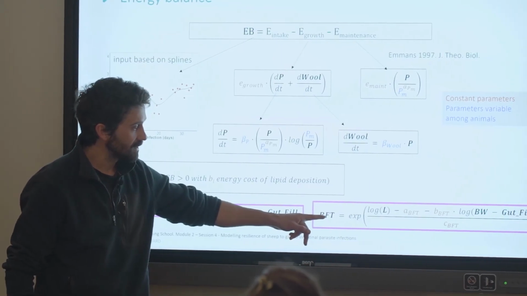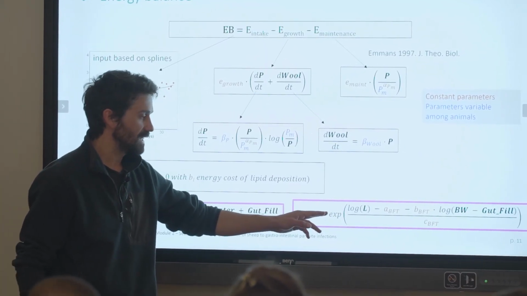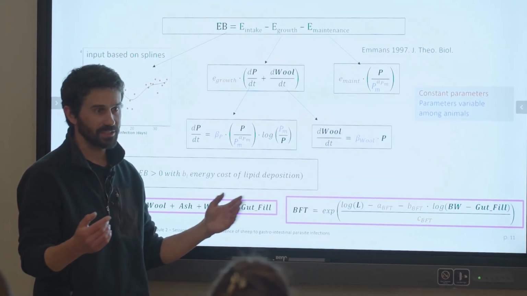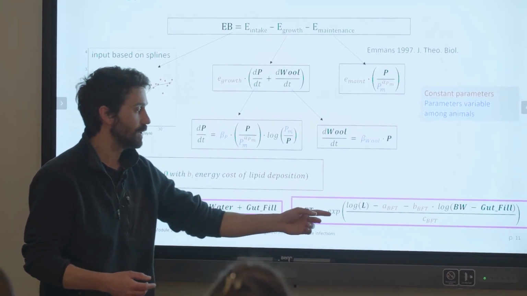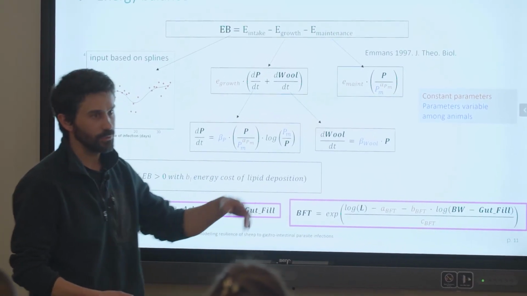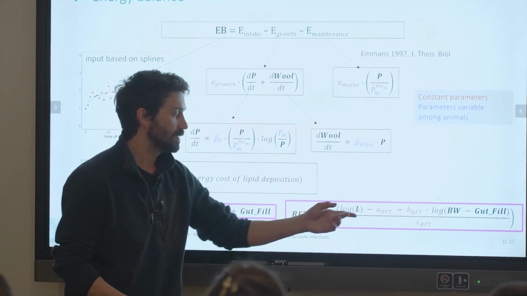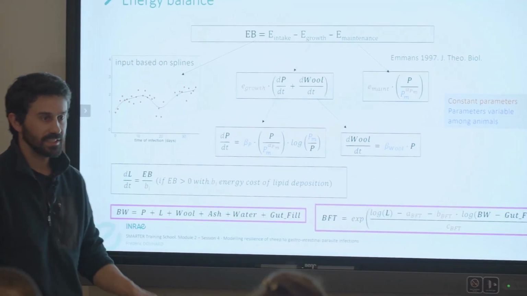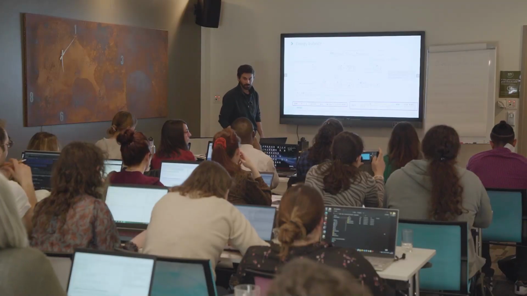And the back fat thickness, well, it looks complicated, but it's just based on an allometric equation that I found in a publication. When you transform this equation, you get this one. So it's very empirical, this prediction.